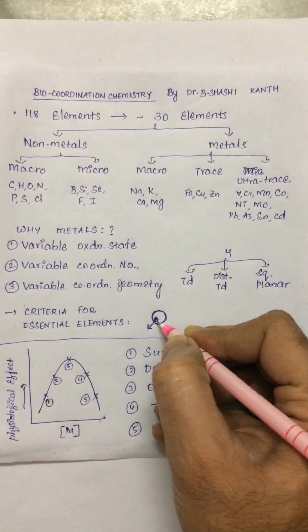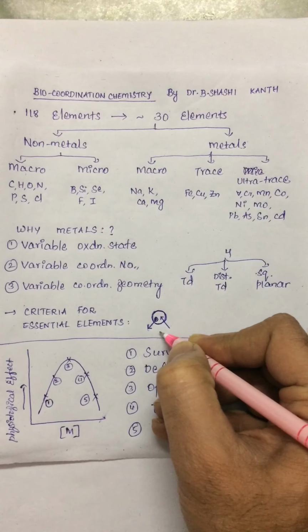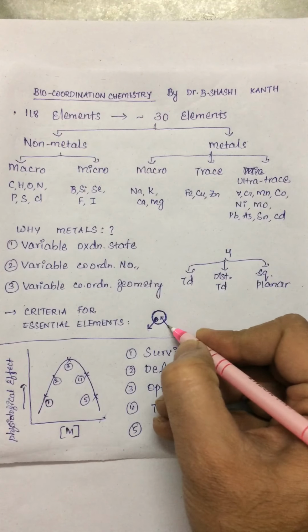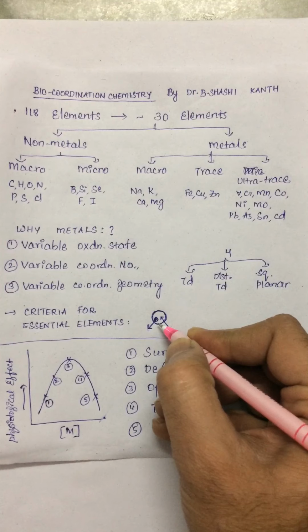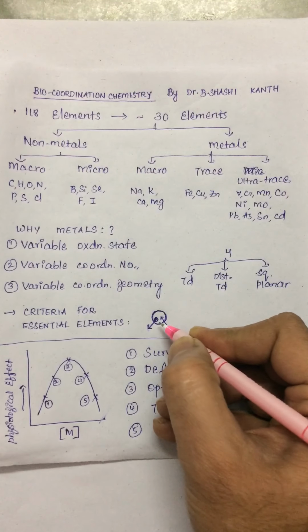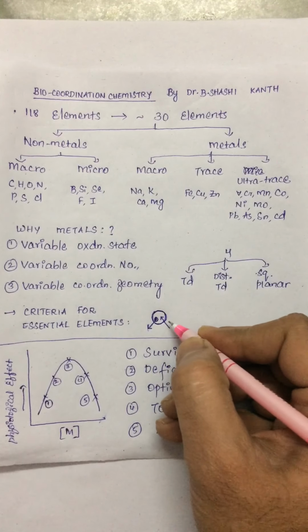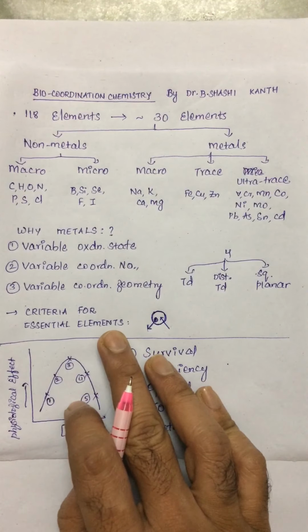So if it is an essential element, then if I provide the same element to it in the required quantity, whatever physiological deficiency arose will be completely removed. So there is a remedy for this physiological abnormality and the deficiency is checked. Such an element we can call an essential element.